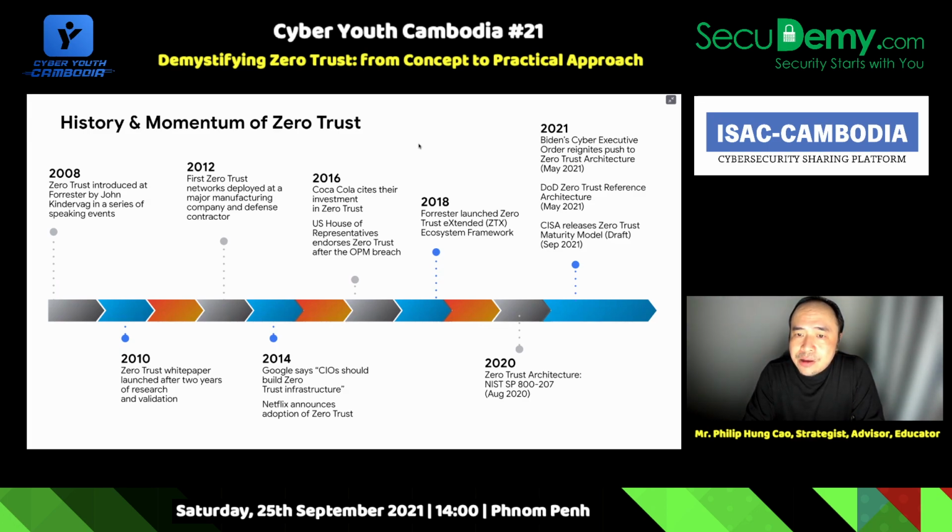In 2018, Forrester launched the Zero Trust Extended Ecosystem Framework, in short ZTX, and this is still the latest version of Zero Trust at this moment. And in 2020, NIST, the National Institute of Standards and Technology in the US, officially launched SP 800-207 for Zero Trust architecture, and made Zero Trust architecture a standard. So there's a difference between the concept, the framework, the architecture and the standard. I believe you already know about that.